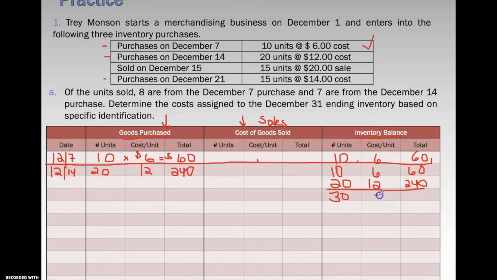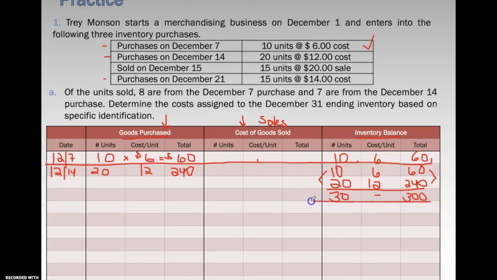You don't have to worry about the middle column. How much did it cost me? It cost me $300 total, because that's 60 plus the 240. So you're basically adding all this up right here. So as of 12/14, what do I have? I have this right here.